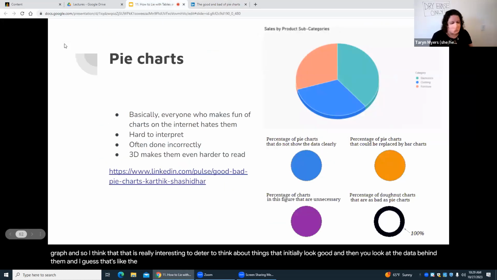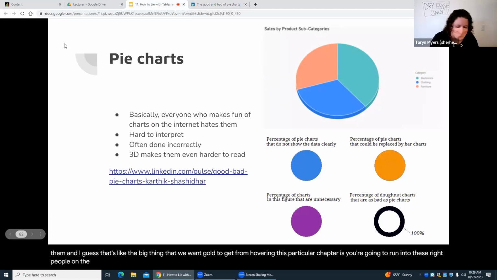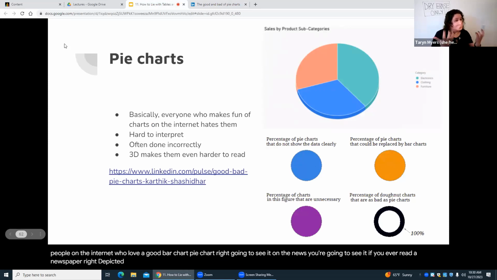And I guess that's the big thing that we want y'all to get from covering this particular chapter: you're gonna run into these, right? People on the internet love a good bar chart, pie chart, right? You're gonna see it on the news. You're gonna see it if you ever read a newspaper, right? And anytime you see something depicted graphically like this, just stop and look and go, what data are they representing? And does it make sense how they did it, right? And again, some of those are easier to catch than others.